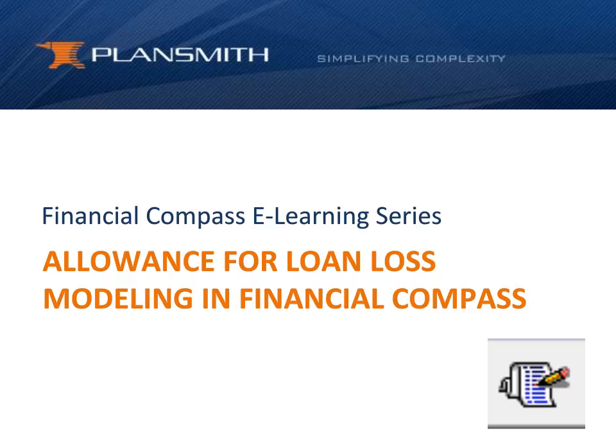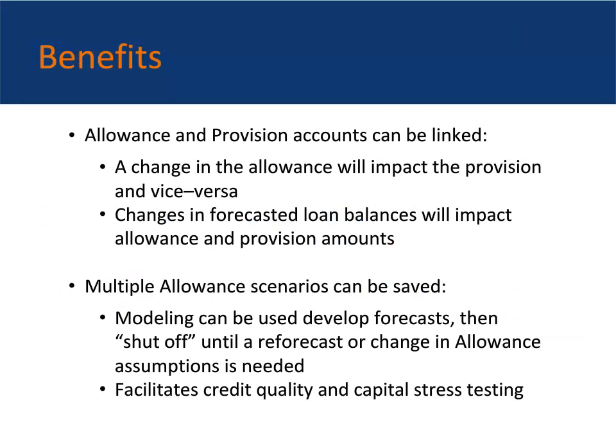This session will cover how to use the allowance for loan loss modeling features in Financial Compass. Using loan loss modeling in Compass provides two major benefits. First, the modeling establishes a link between the allowance account on the balance sheet and the provision account in the income statement. This eliminates the need for separate entries in these two accounts and helps assure that changes are reflected in both, and you can work from either account.